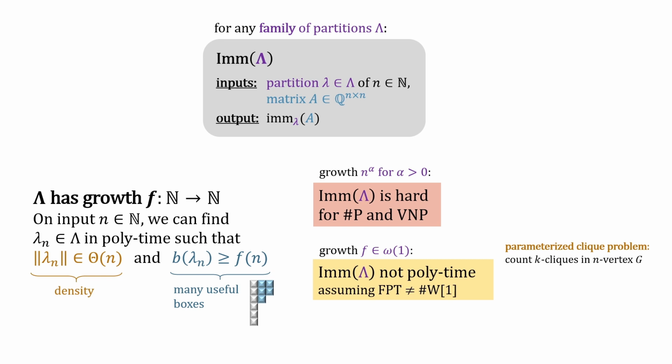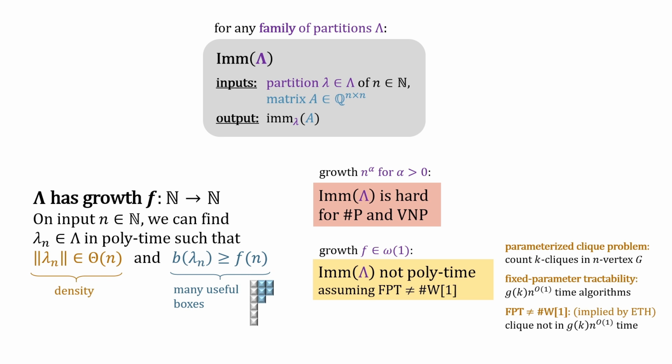Now, would it be possible to remove k from the exponent? This leads us to the concept of fixed parameter tractability. The k-clique problem would be fixed parameter tractable if it could be solved in time g of k times poly n, for some computable function g that depends only on k. The statement that FPT is not equal to #W[1] essentially means that such a nice k-clique algorithm won't happen. This, by the way, is also implied by the exponential time hypothesis. And there is also an algebraic variant of FPT and #W[1], which was introduced recently by Bläser and Engels.